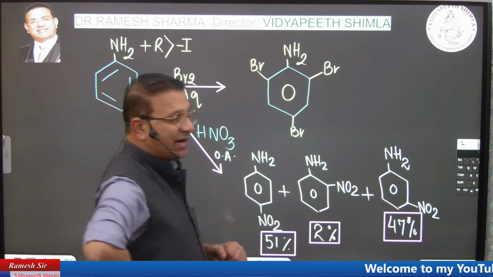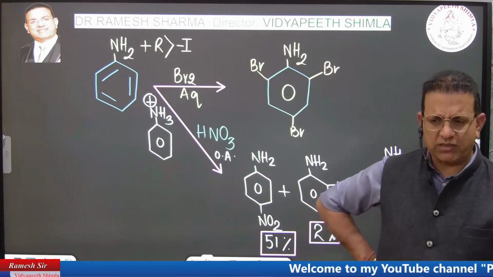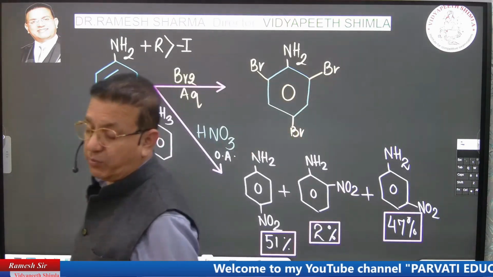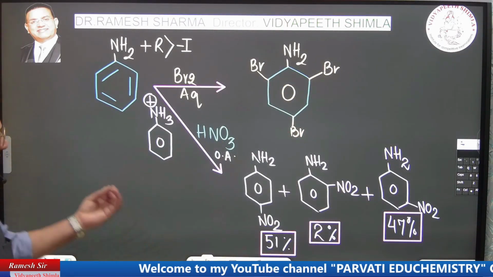This anilinium ion is a deactivating NH3 positive, and is deactivating, it means it is meta directed.